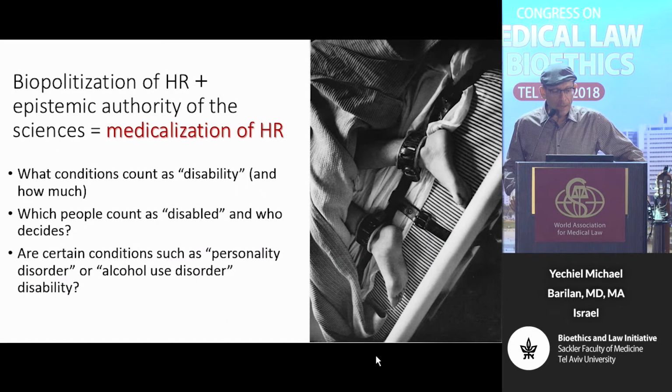So we have what's called the biopoliticization of human rights, where the epistemic authority of the sciences is the medicalization of human rights altogether. So if we ask what conditions count as disability and how much, how you are a 70% disabled person, and this kind of language, which people count as disabled once we have the titles, are certain conditions such as personality disorder or alcohol use disorder disability? Who decides such questions and how?